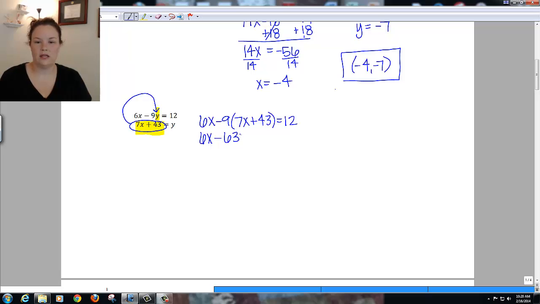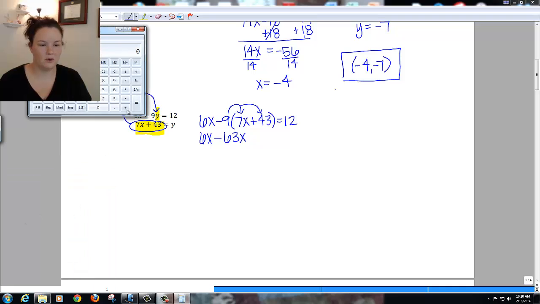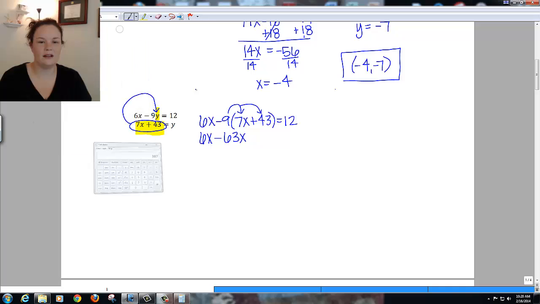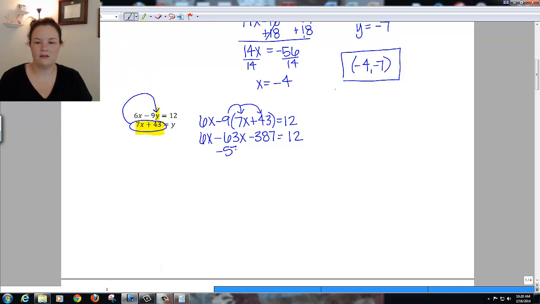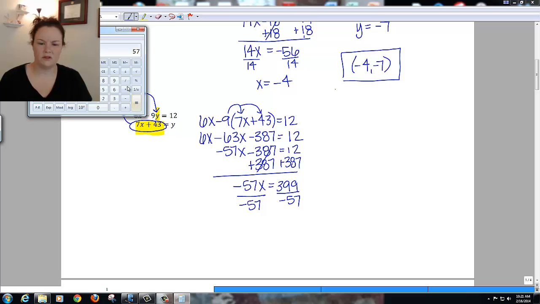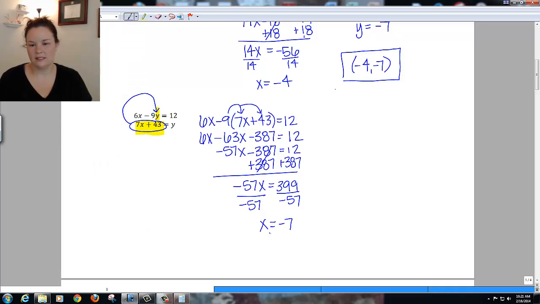So 6x minus 63x when I distribute, and then negative 9 times 43, I do not know, I'm going to use my calculator. 9 times 43 is 387, so negative 387, is equal to 12. And then I keep combining. Negative 63x and 6x gives me negative 57x minus 387 equals 12. Then I move my 387 to the other side, which gives me negative 57x is equal to 399, and then I divide off my negative 57. Hopefully this comes out pretty. We shall see. 399 divided by 57 is 7. Good. So x is equal to negative 7.